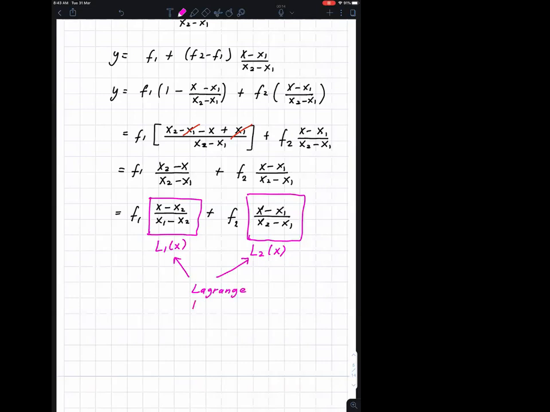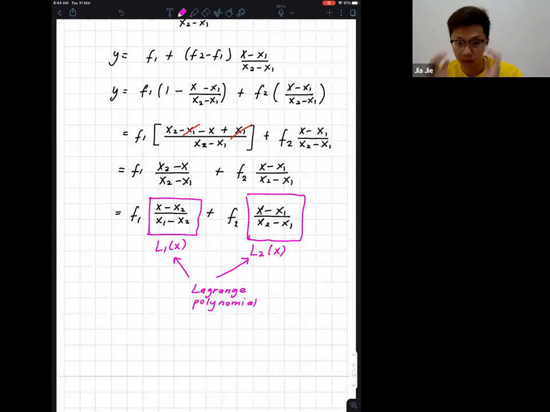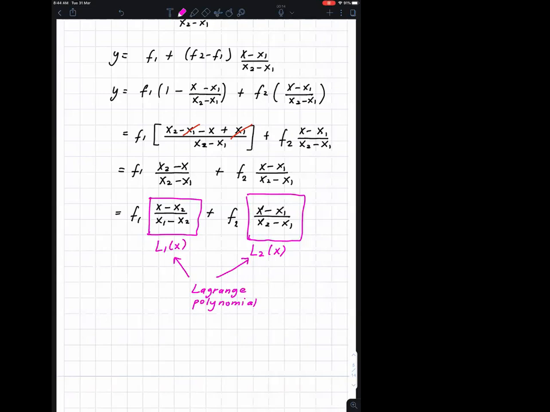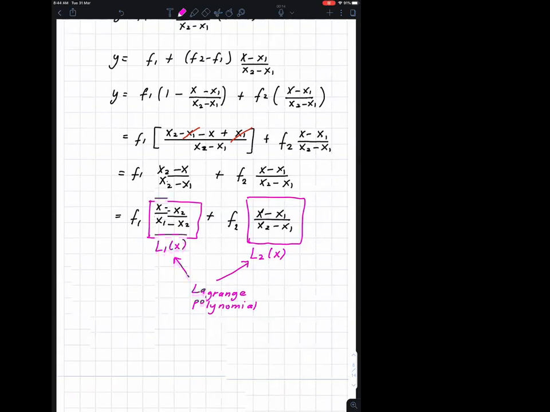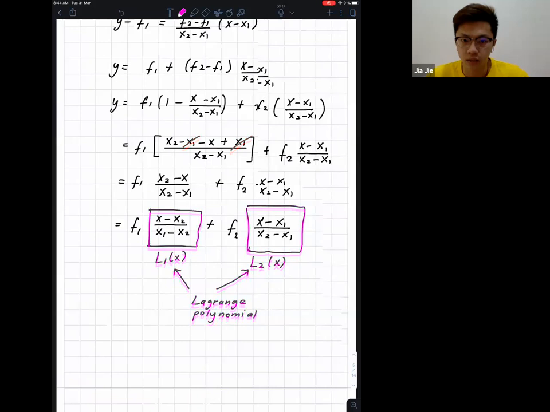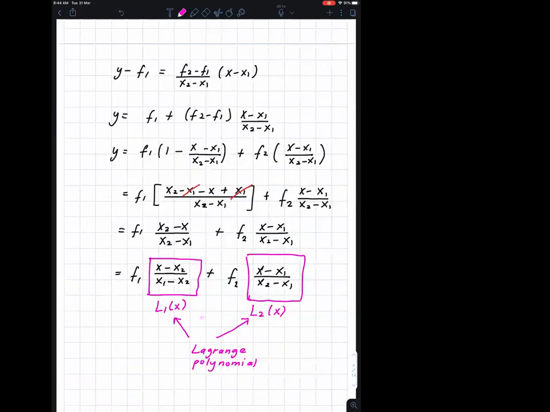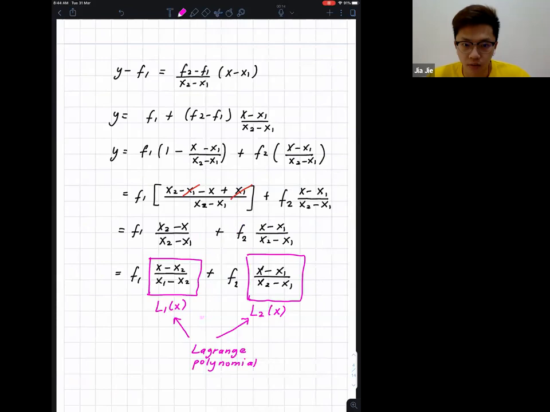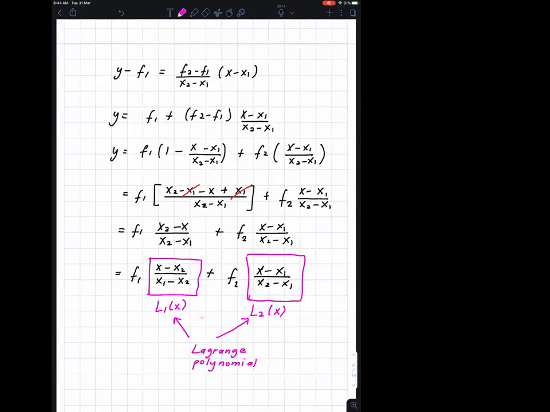Lagrange polynomial. Sir? Yeah? For the L1, it's supposed to be x2 minus x, right, over x2 minus x1. For L1(x), it's supposed to be x minus x2 divided by x2 minus x1. For the L1, for the L2.